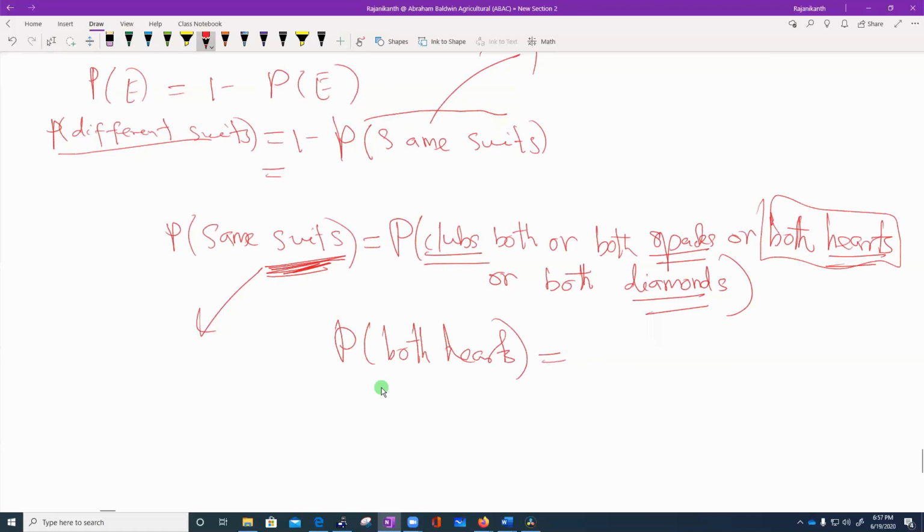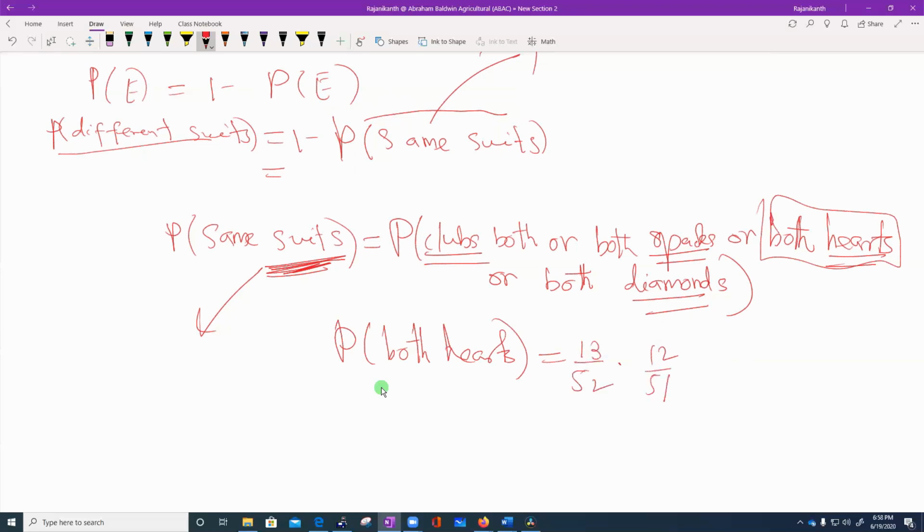The first time when you choose a heart, how many hearts are there in the pack? 13. Am I right? Yes. Out of 52. This is the probability of choosing the first card as a heart. Then what is the probability of the second also being a heart? You have already chosen one heart, taken outside, not replacing. The second time you will have 12 over 51. Right?